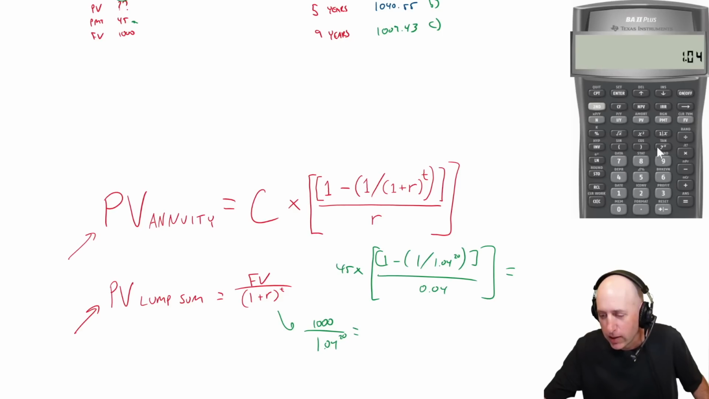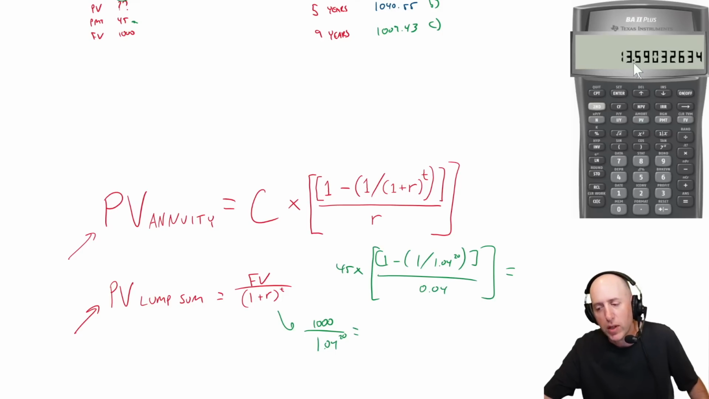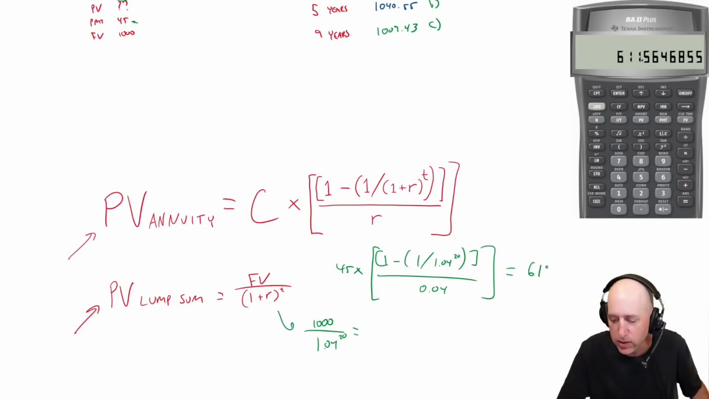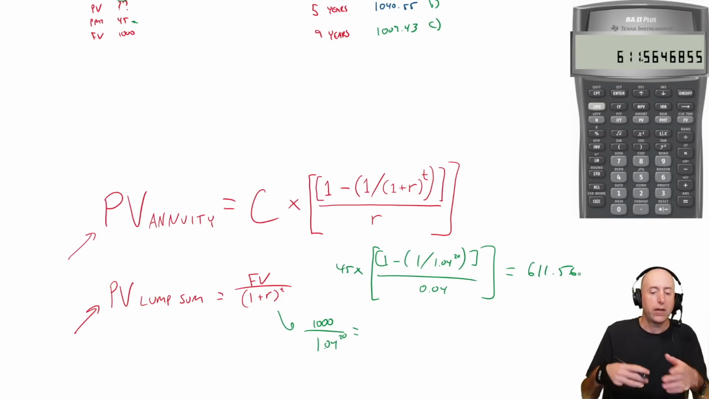1.04 to the power of 20 is 2.19. 1 over 2.19. So I go 1 over x. Then I go 1 minus that answer. So minus 1, hit the plus minus, 0.54. Divide by 0.04. I get 13.59 times 45. 611.56 is the present value of the interest.